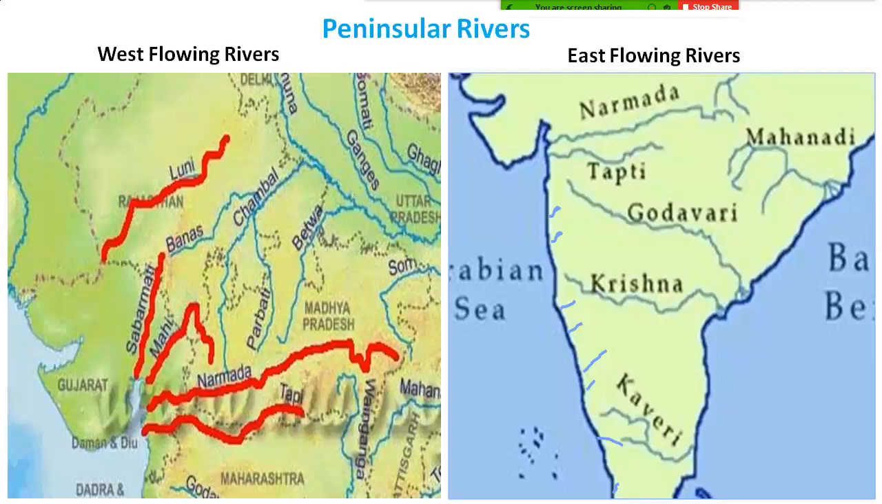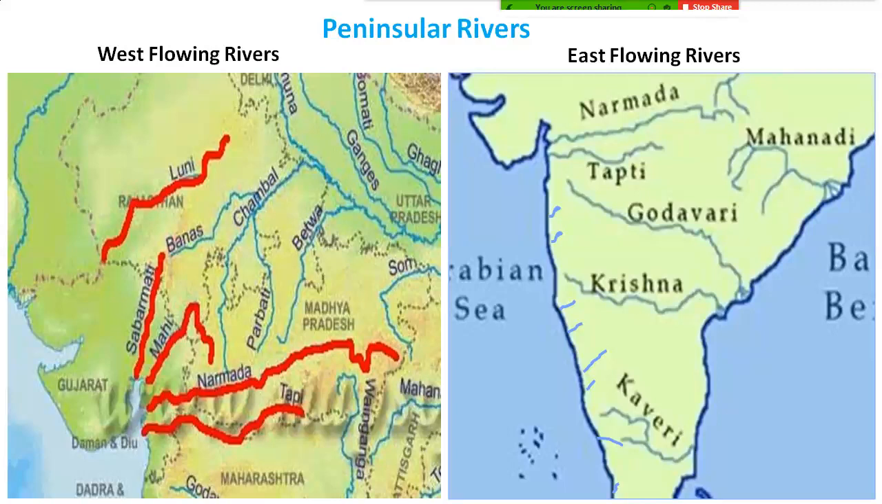To the south of the Godavari, you have the basin of the river Krishna. The major tributaries of the river Krishna are the Bhima and the Tungabhadra. River Kaveri flows through the states of Karnataka and Tamil Nadu. It is another major river in the peninsular region. It has been used for irrigation since ancient times.